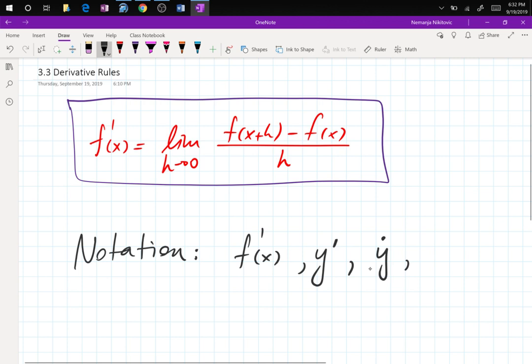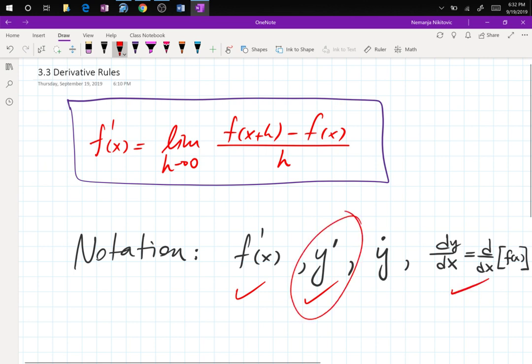And Leibniz notation, which is my favorite, which is dy dx, which you can also write as d dx of f of x. That's my preferred. However, we will be using this, and this. You use this one only when you are extremely lazy. The other notations are better.